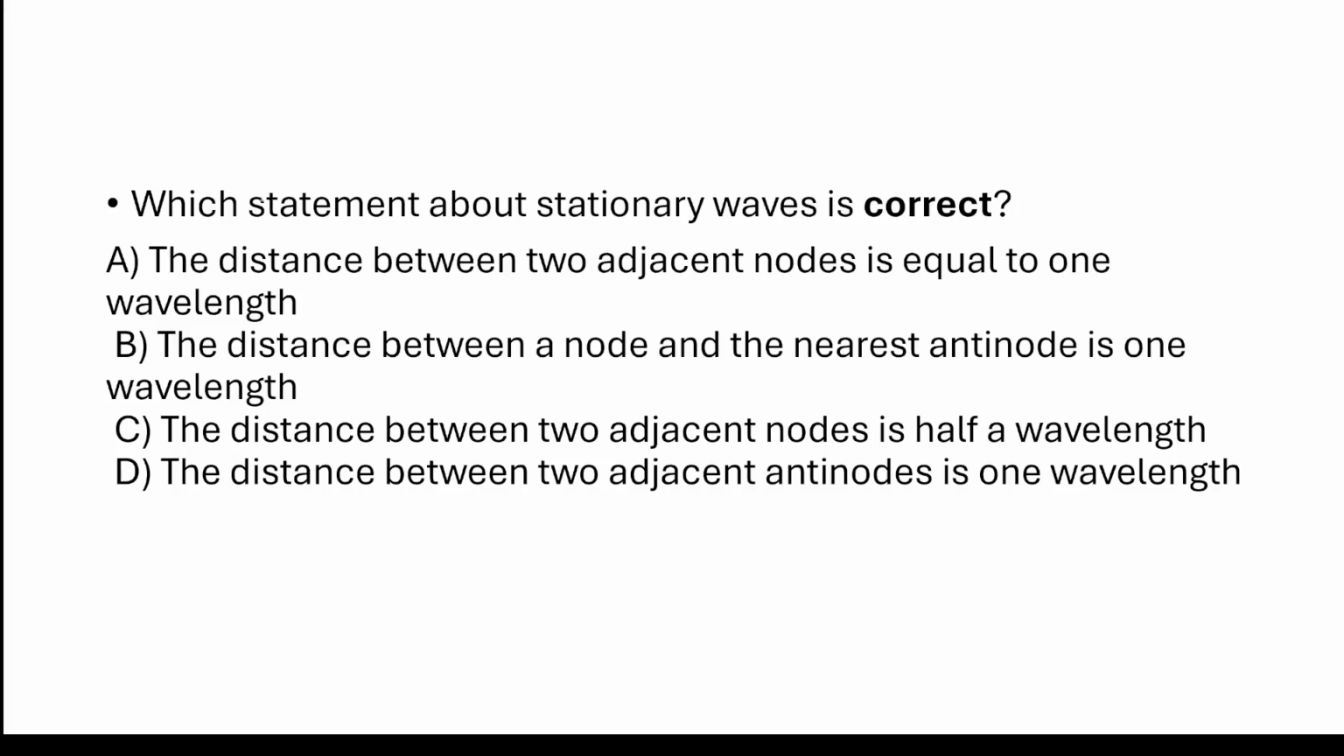Which is correct again? Two adjacent nodes is equal to one wavelength. That's not right. That's lambda over 2. So if you see, a stationary wave is of this form, so adjacent nodes is lambda over 2. So this is wrong. Node and nearest antinode is one wavelength, so that is wrong again. It is a quarter. Between two adjacent nodes is half a wavelength, so that answer is right. Two adjacent antinodes is again half a wavelength.